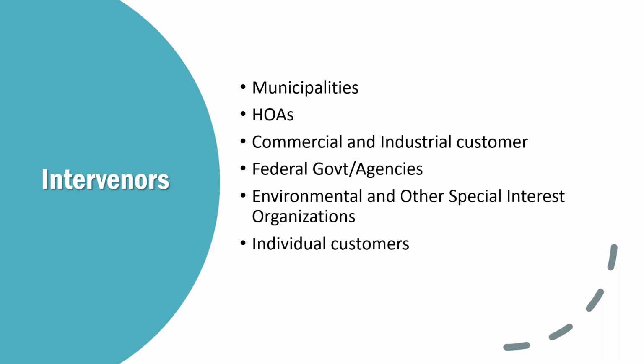That also includes the federal government. I think about the military bases that are in South Carolina. They use a lot of electricity and gas, so they have an interest in having their rates set as low as possible. We see various organizations, including environmental and other special interest groups. This might be Coastal Conservation League or AARP. And of course, individual customers can also intervene. And I'll talk about that process shortly.